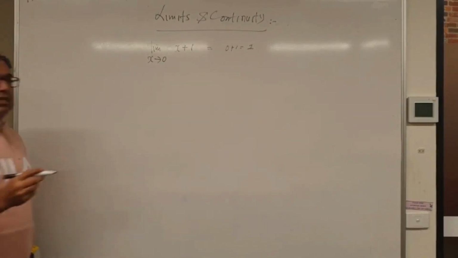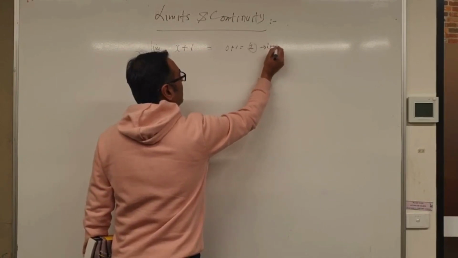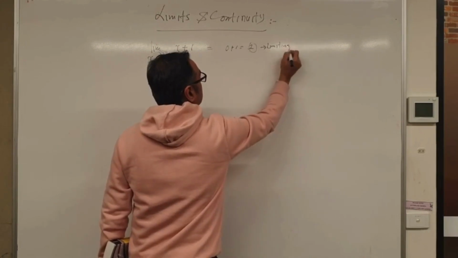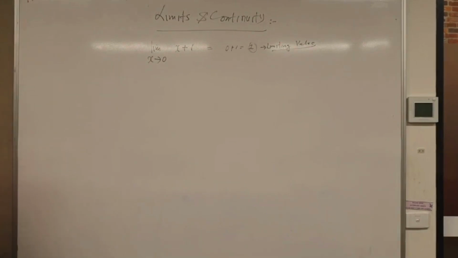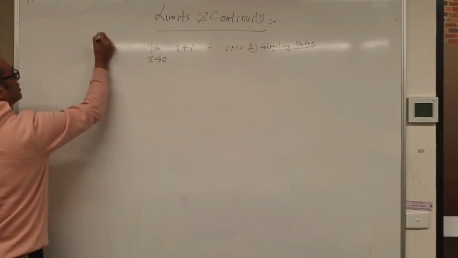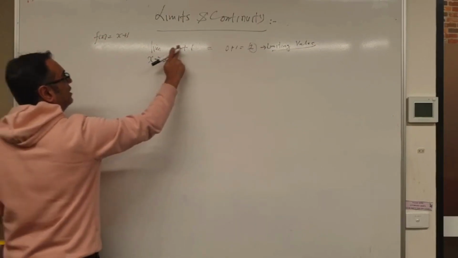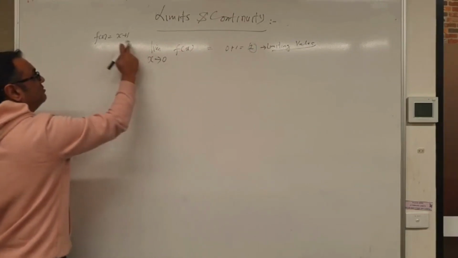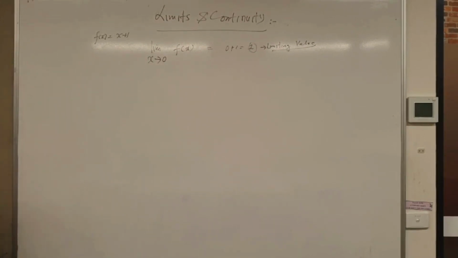This 1 is called the limiting value, where this function will approach. So if your f of x was x plus 1 and you're finding the limit of f of x as x tends to 0, which is x plus 1, the limiting value is 1, right?